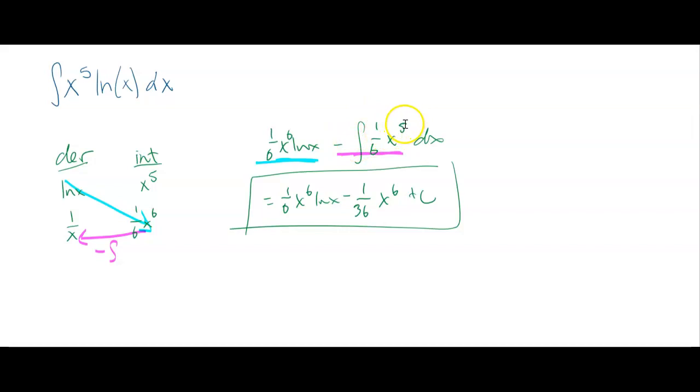And then how did this become an x to the 5th? Well, this one divided into that one to reduce it down to x to the 5th. Then this one stays the same, bam. And then we do some reverse power with this, and I wind up getting 1 over 36 x to the 6 plus a constant. All right, let's do the next problem.